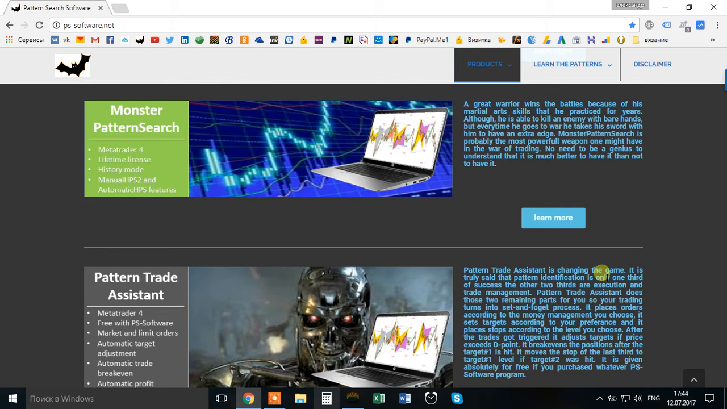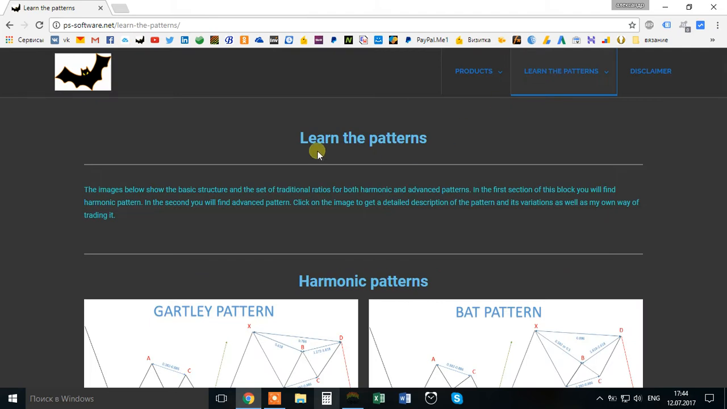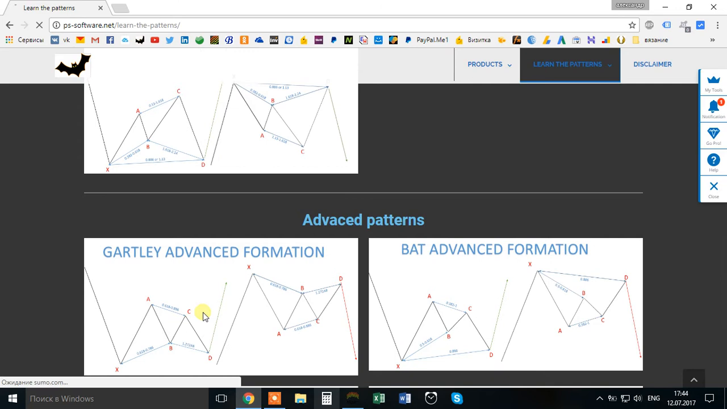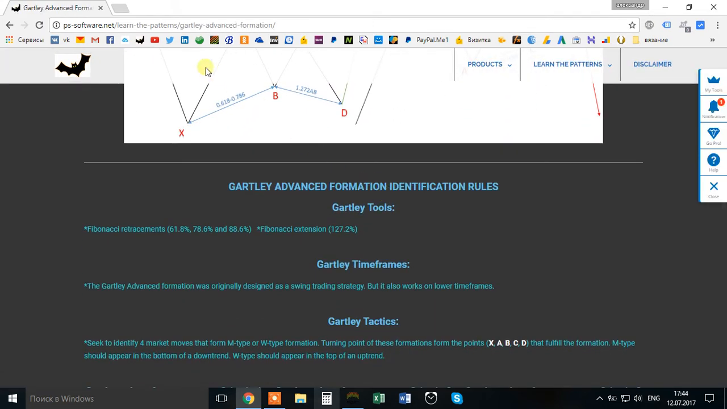Okay, let's start from the Gartley advance formation, large swing identification algorithm, Euro-Dollar 15 minutes. Let's refresh some knowledge about how Gartleys are traded. In the Learn the Patterns tab, you should go to the bottom and find the Gartley advance formation, click on this picture, and you will be routed to this Gartley advance formation section.